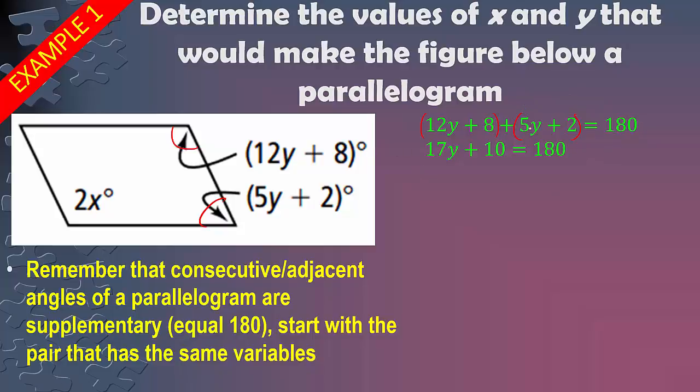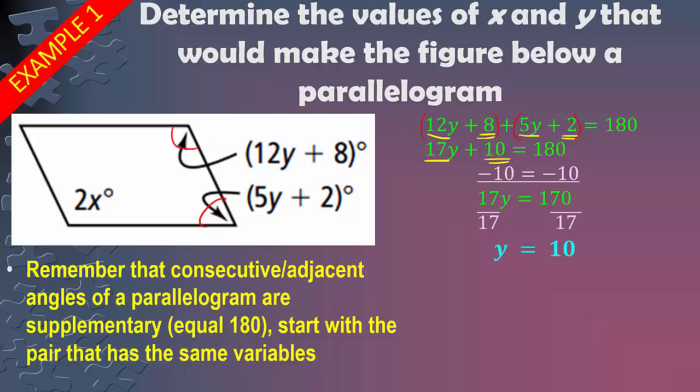So like the 12y plus the 5y. These 2 give us this. The 8 and the 2 give us the 10. Okay, these are constants, no variable. These 2 have variables. Now we subtract 10 from both sides to get 17y equals 170. Divide both sides by 17, and we get y equals 10.